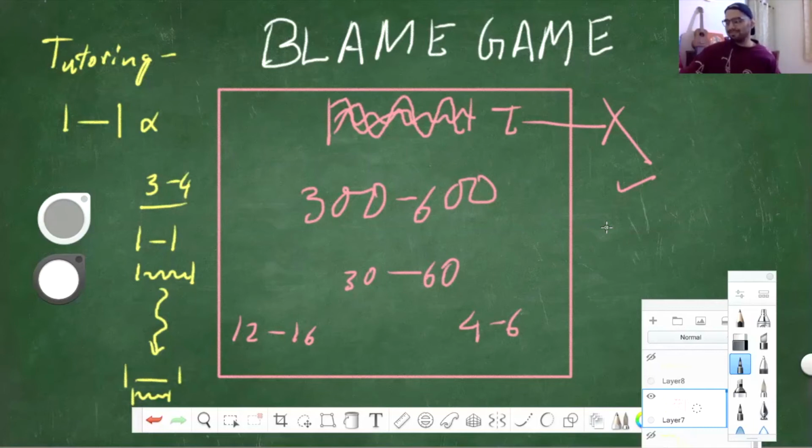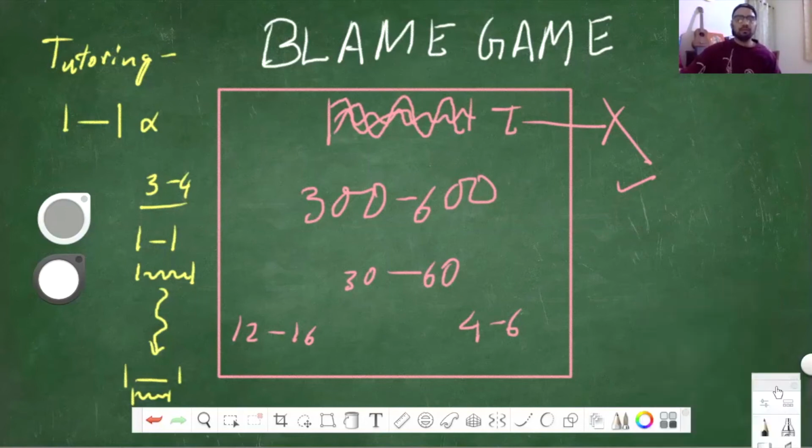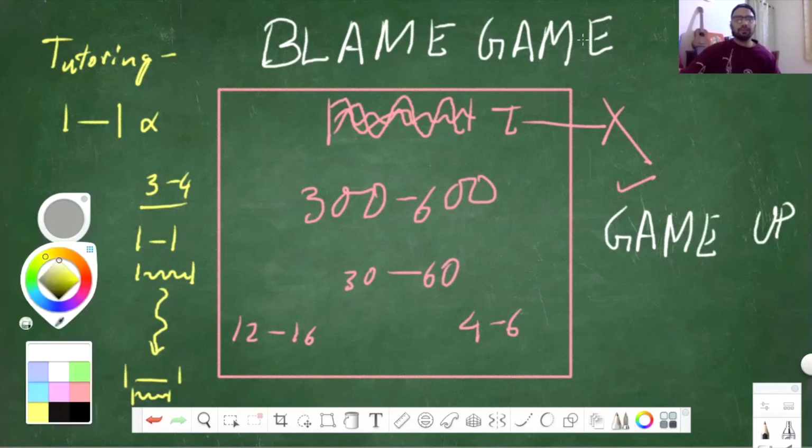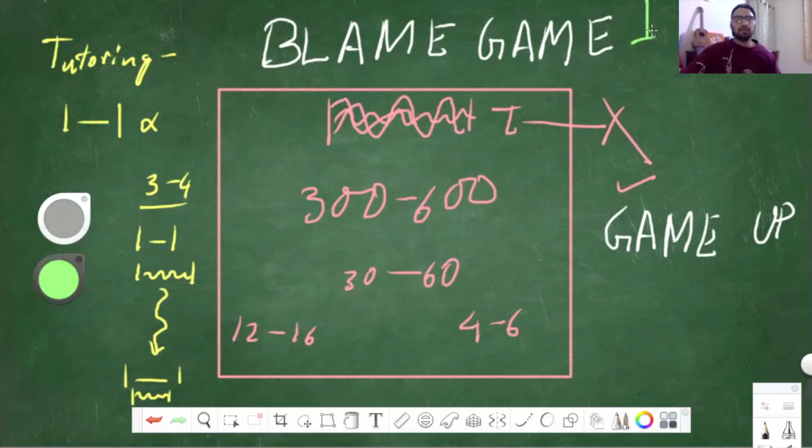We were talking about the blame game, and we came to the conclusion that there is no one to blame, neither the teacher nor the student. What we can only do is game up. So both are games. The number one game is very easy to play, and the number two game requires hours, at least 240 hours.